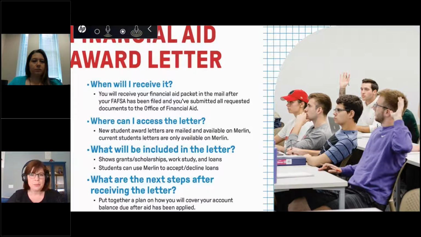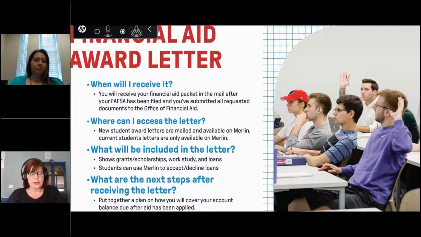For those of you who did complete the financial aid process, you would have received your financial aid award letter, which is your big packet with a folder of information in the mail to your home address. The same information is also available to you on the Merlin student portal. Your first year at North Central is the only time that you will get this mailed paper packet. From this point on, all updates and notifications will be strictly through the Merlin student portal.